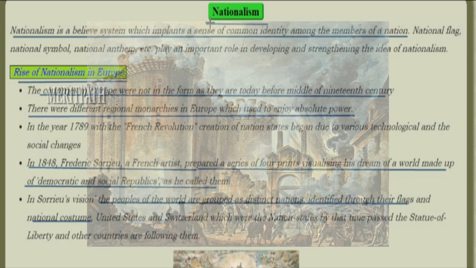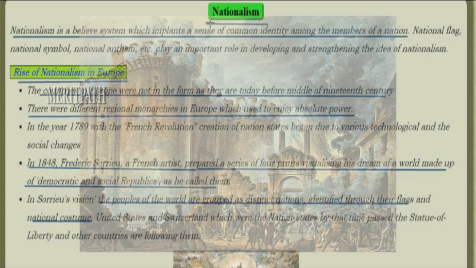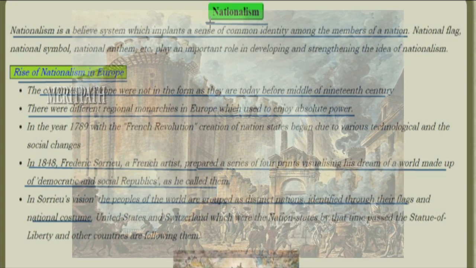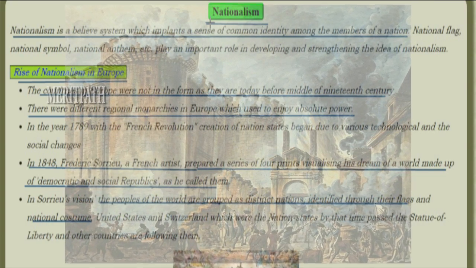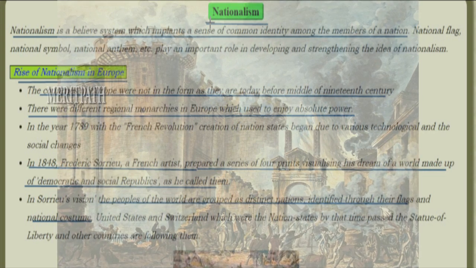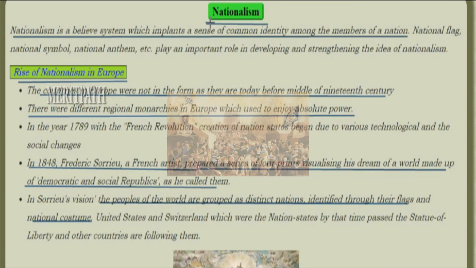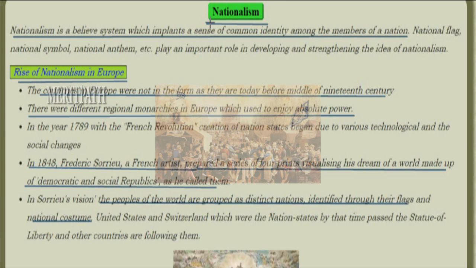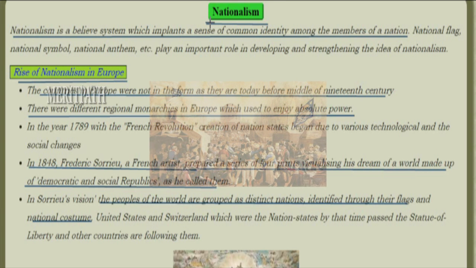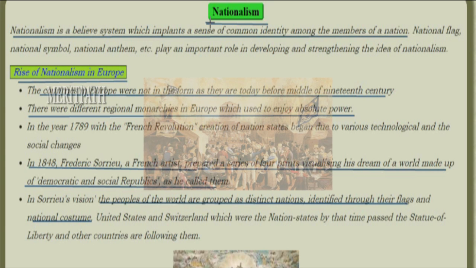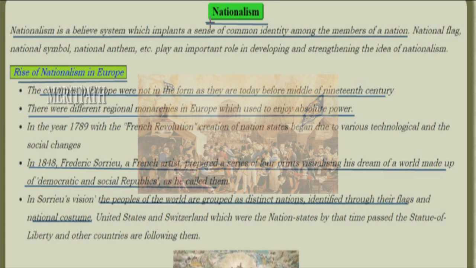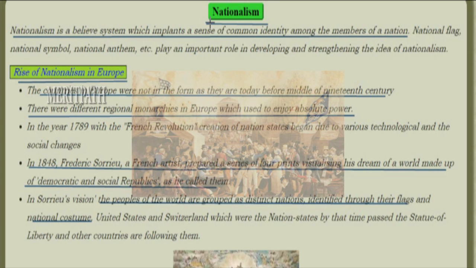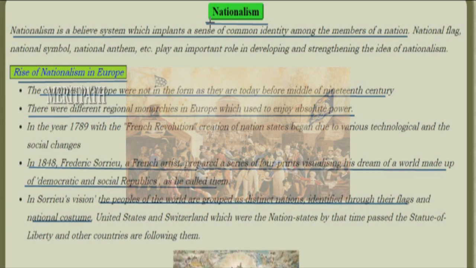Countries in Europe were not in the form as they are today. Before the middle of the 19th century, there were regional monarchies in Europe which used to enjoy absolute power. In the year 1789, with the French Revolution, creation of nation-states began due to various technological and social changes.